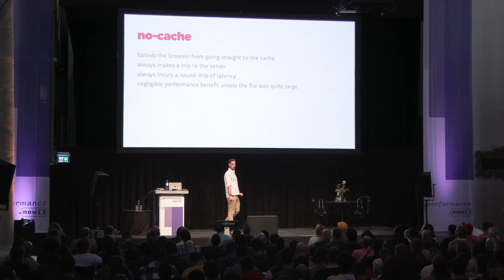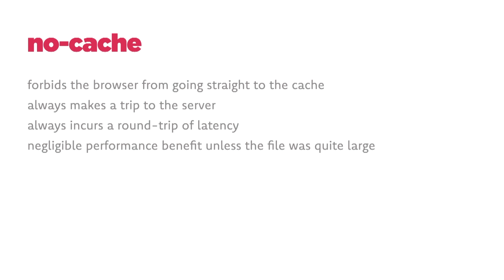So no cache forbids the browser going straight to cache, always makes a trip to the server, which means it always incurs at least a round trip of latency, which therefore means you might not get much of a performance benefit from your cache unless the file was rather large. Most of the bottleneck on the web is latency bound, and if you have a no cache directive, you're always going to have at least a round trip of latency to the server to revalidate that file. If the file was only a few bytes anyway, there's no real benefit to releasing it from cache. You still incurred a full network round trip of latency. So unless the file is quite large, you won't get much of a performance benefit from caching if you have no cache headers on your responses.